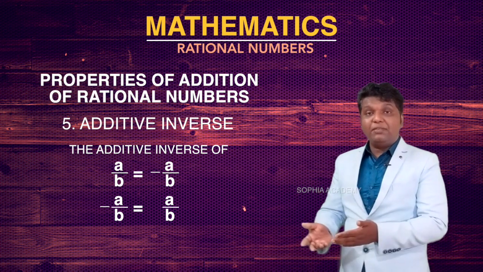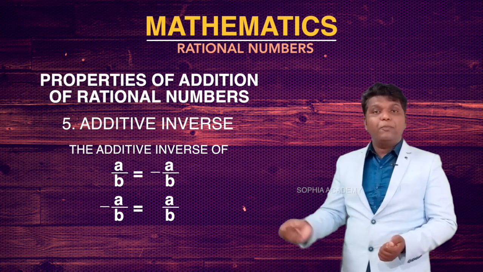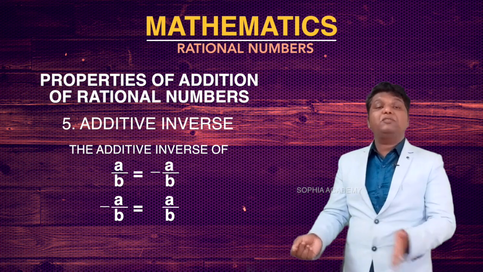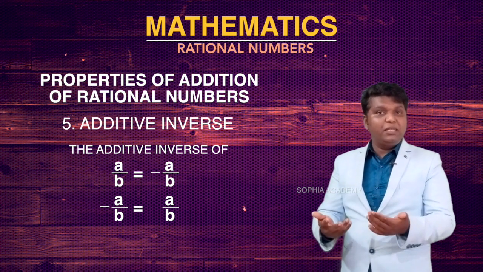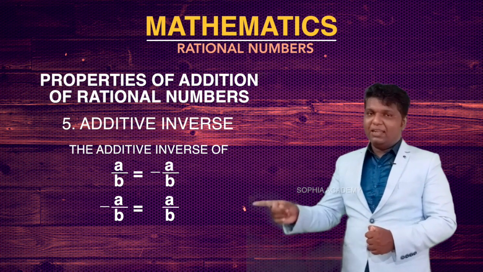The additive inverse of 3 by 4 is minus 3 by 4, and the additive inverse of minus 5 by 4 is plus 5 by 4. So additive inverse means changing the sign. That's all. Why we are using this additive inverse, I will tell in the next topic.